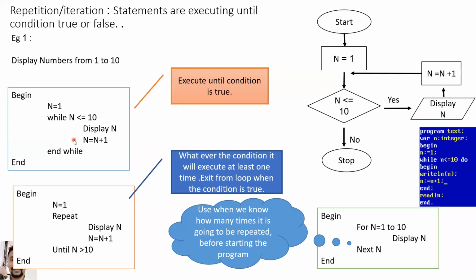Now look here. When we are using the flowchart and pseudocode part, we can write them in three different ways. This is the part you have to understand very well. So begin, same thing, n equal 1. I have used while n less than or equal 10, then display n, n equal n plus 1, and end while. Now here I am using a while condition.